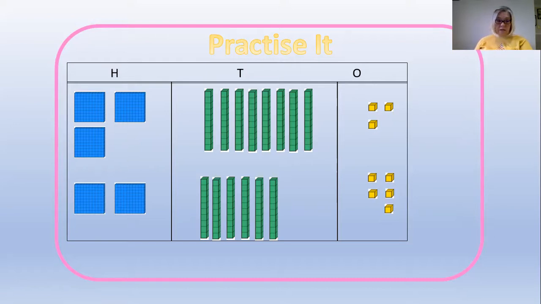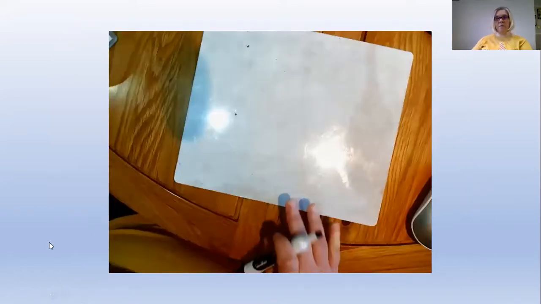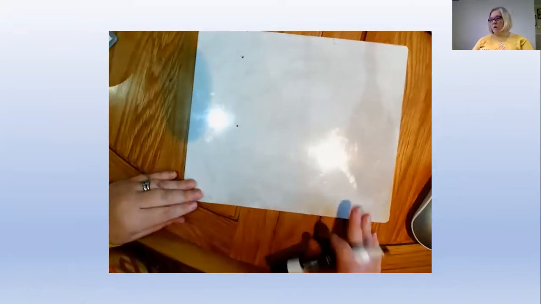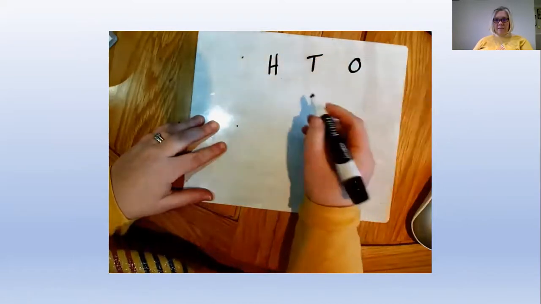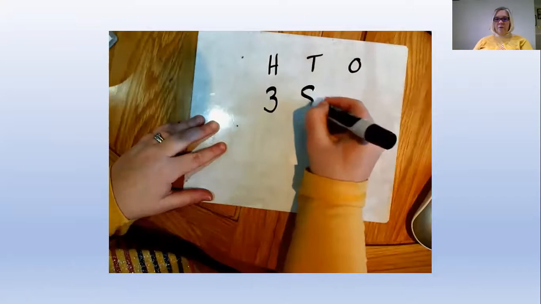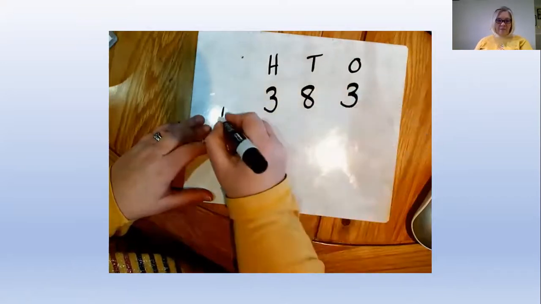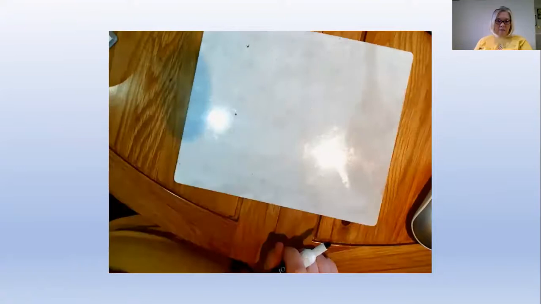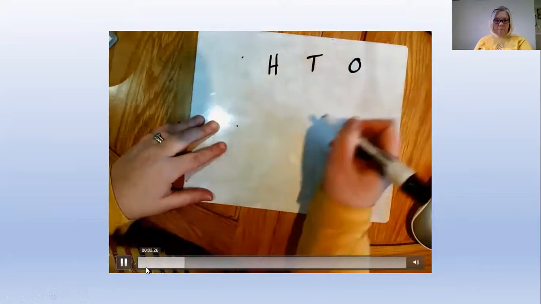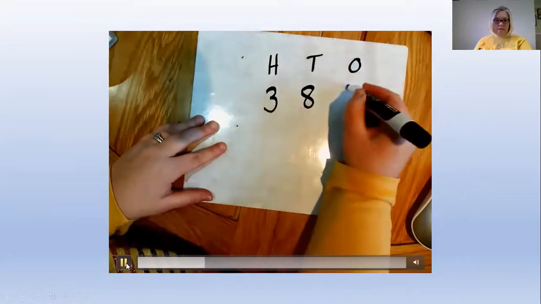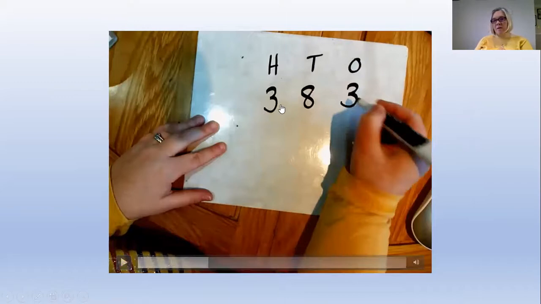Okay, have you all got an answer? Let's see if it's the same as my answer. So first of all, I had to count how many we had of each Dienes. I counted my first one, we had 383. There we go, 383. So I had 3 lots of 100s, 8 10s, and 3 1s.